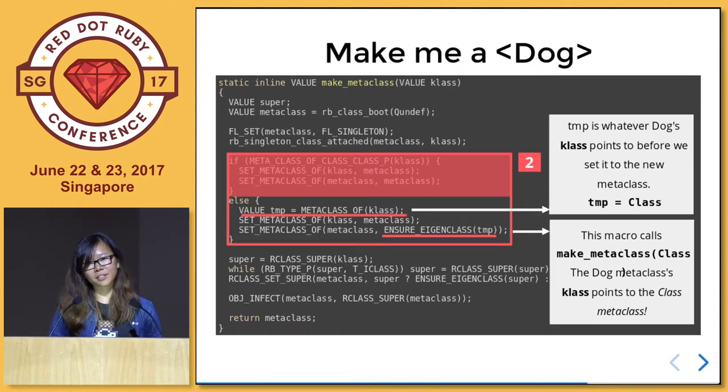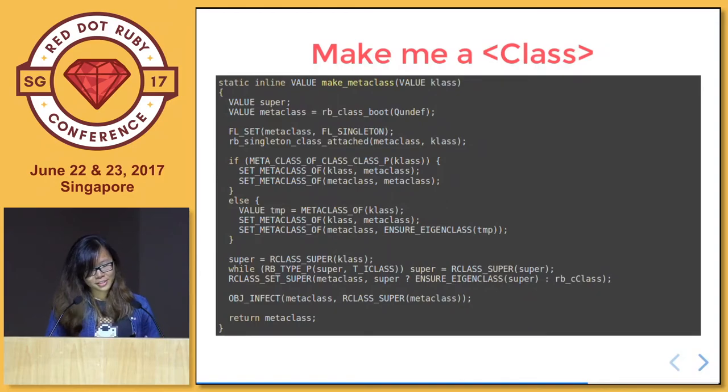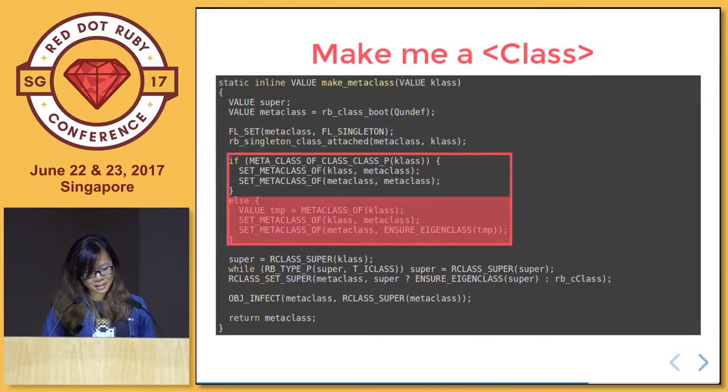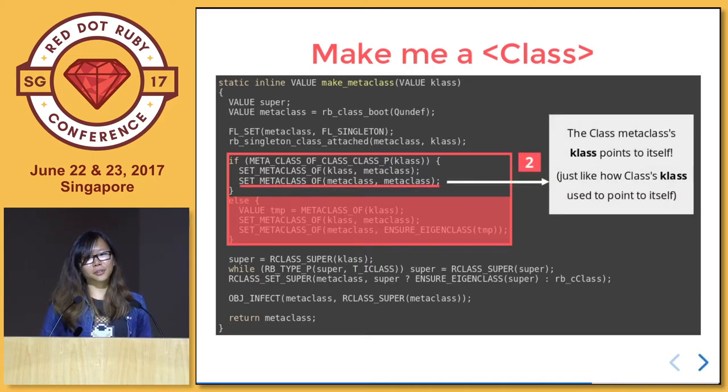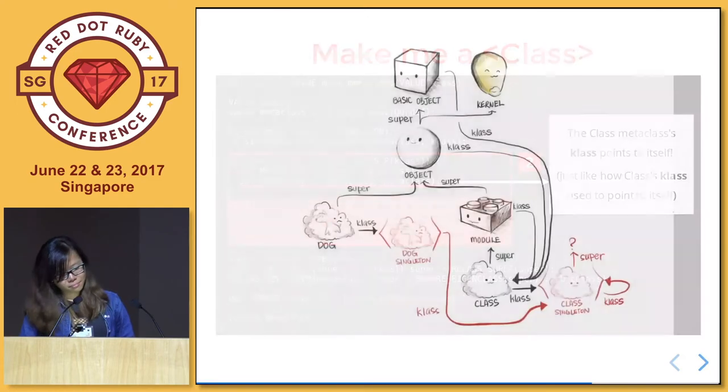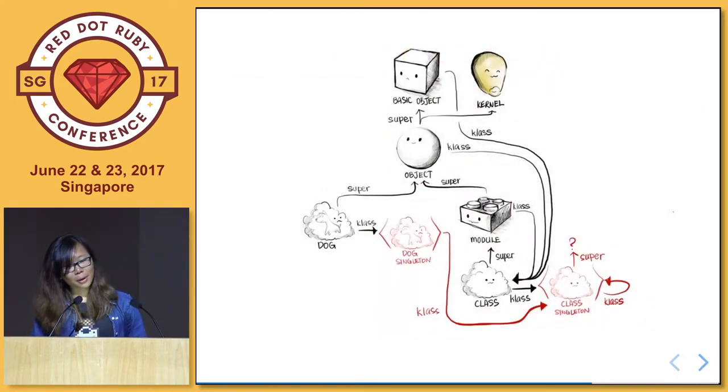And if Class's metaclass hasn't already been created, we have to make it, right? So let's go and make the metaclass of Class. Then same thing, we initialize the metaclass of Class. And now we meet the same problem. We have to set the class pointer of the metaclass of Class. But how do we resolve it in this case? Well, it turns out that for the metaclass of Class, its class pointer just points back to itself. And so our diagram looks something like this. So we're happy with the class pointer, but now you notice you have another problem. What about the super?